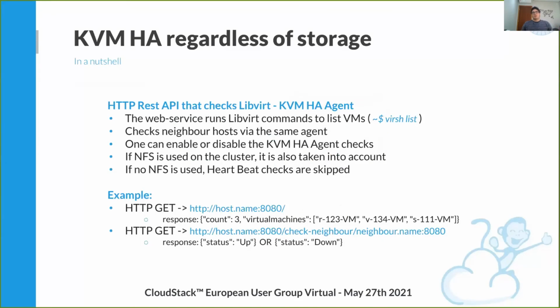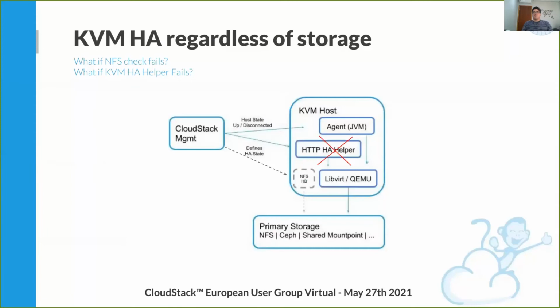Okay. In a nutshell, this proposal allows sending some REST APIs to a web service that runs with virt commands. It's pretty much like virsh list. It checks also neighbor hosts and one can enable or disable it. This is very important. So getting back, let's say that someone disabled this agent. No problem at all. We're still going forward with the same workflow. If a cluster has no NFS attached to it, there's no problem as well, because this check is going to be skipped with this proposal. Nowadays, the check's not skipped, and this can cause a lot of problems.